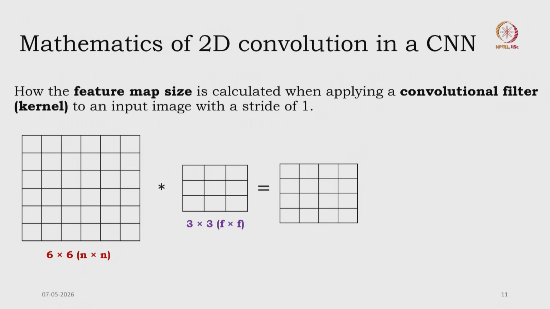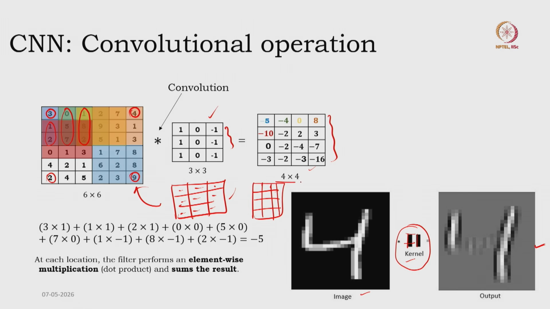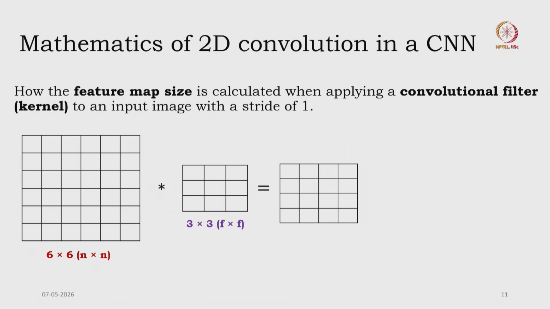Let's quickly get into the math. What exactly is the math behind it? What will be the output size? Here we have seen the output size is 4 cross 4. On what basis are we getting this 4 cross 4? How do we calculate the feature map size?